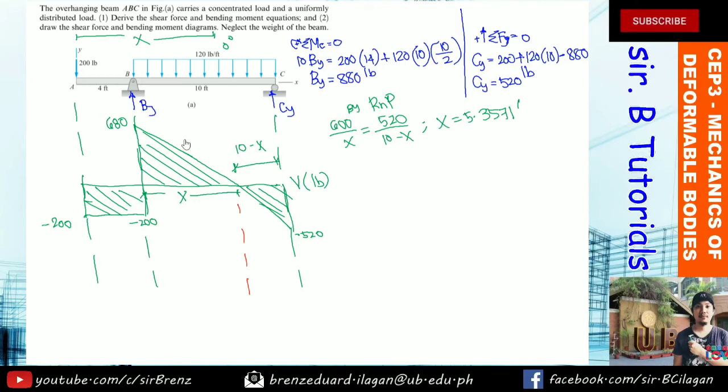Okay. Sige, let's try to use the moment area method for the moment diagram, in kilonewton meter. I'm sure it will work out because this is just a triangle. So, let's start.